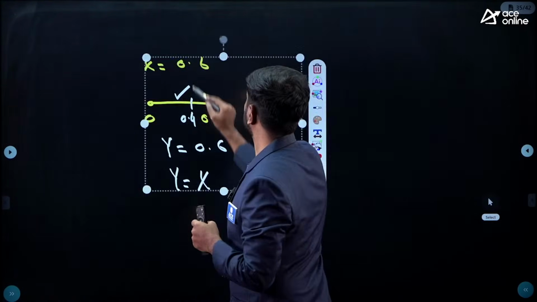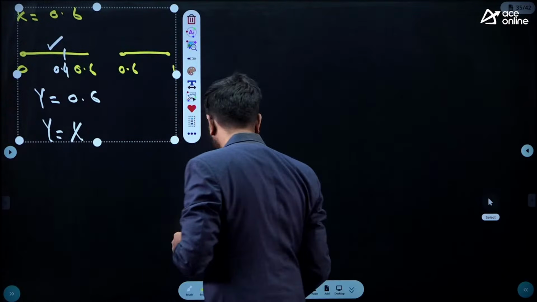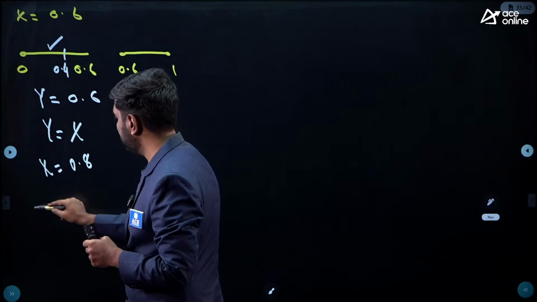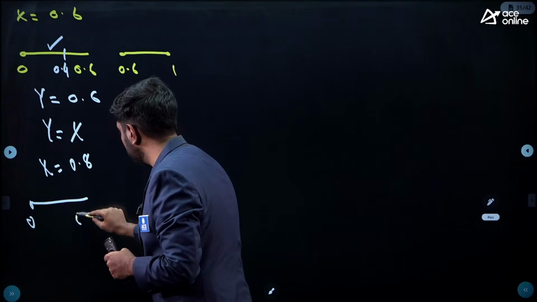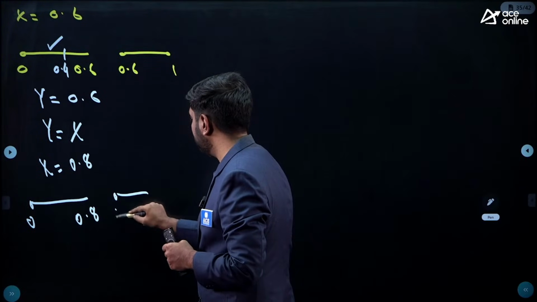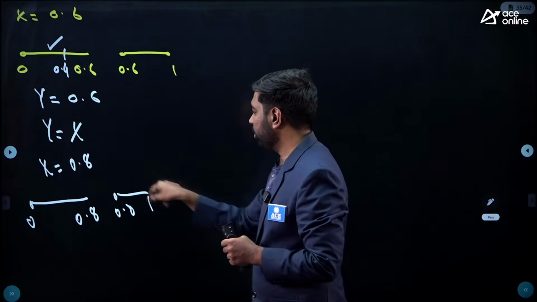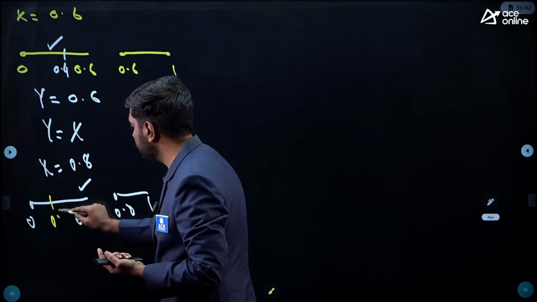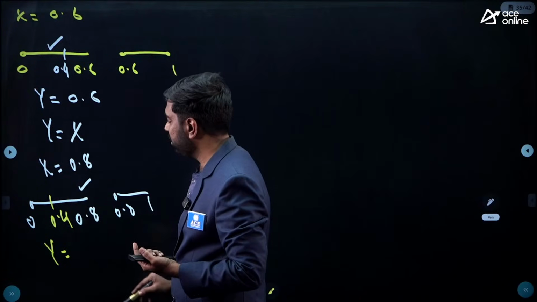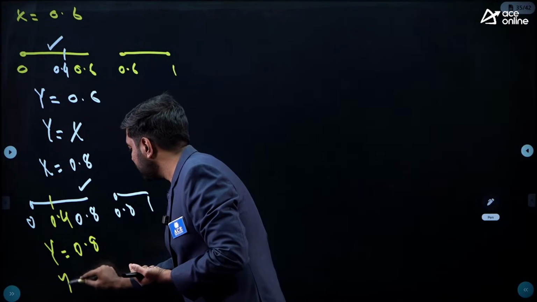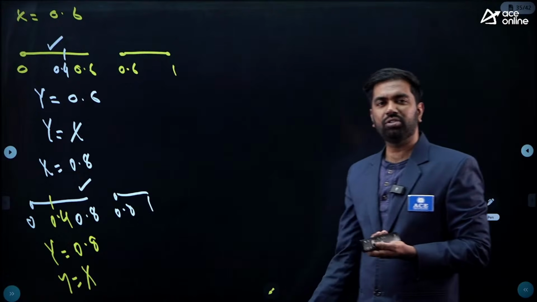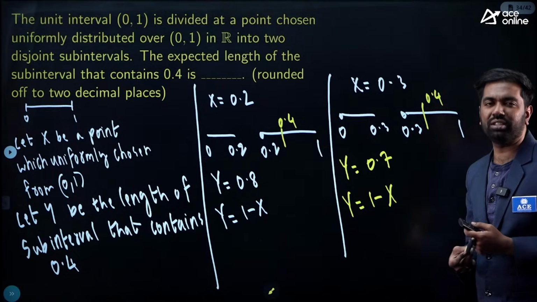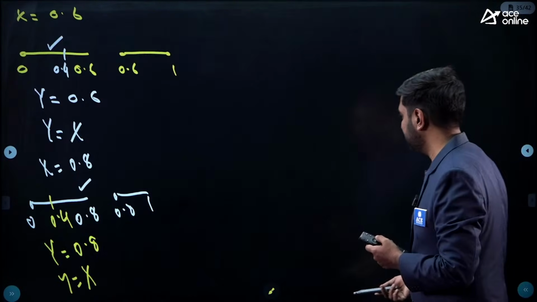Let me take one more value just for our understanding. Let me take x to be 0.8. So you have to break it. One interval would be 0 to 0.8 and the other subinterval would be 0.8 to 1. Again, I'm not interested in this one. I'll be interested in this one because that is the one which contains the value 0.4. So what is the length of the subinterval? It is 0.8. Can I say that Y is again x here? So sometimes Y is equal to x and sometimes Y is equal to 1 minus x. Basically Y is a function of x.